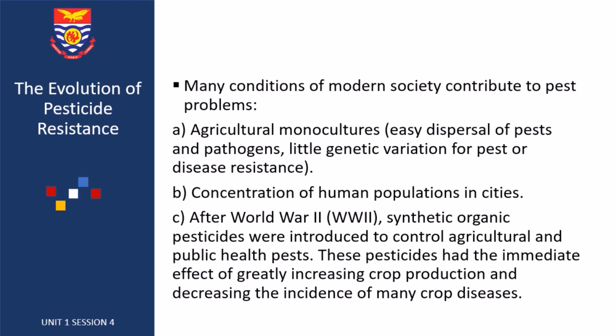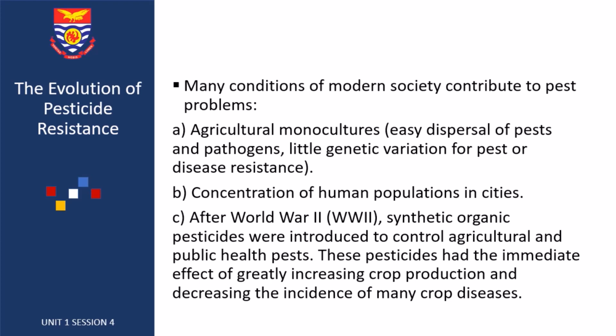Many conditions of modern society contribute to pest problems, and these include agricultural monocultures, that's easy dispersal of pests and pathogens with regards to little genetic variation for pest or disease resistance. Also, concentration of human populations in cities has also been attributed to the evolution of pesticide resistance.